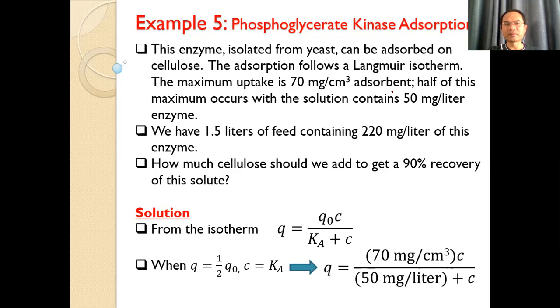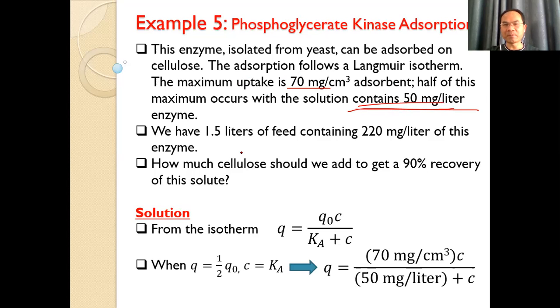In the second example, phosphoglycerate kinase. This enzyme is isolated from yeast and can be adsorbed on cellulose. We use cellulose to adsorb this. The adsorption follows the Langmuir isotherm. The maximum uptake is 70 milligram per cubic centimeter of adsorbent. It is Q0. Half of this maximum occurs with a solution containing 50 milligram per liter of enzyme. So at half of Q0, the concentration is 50 milligram per liter. That means C equals K. This is the K value.